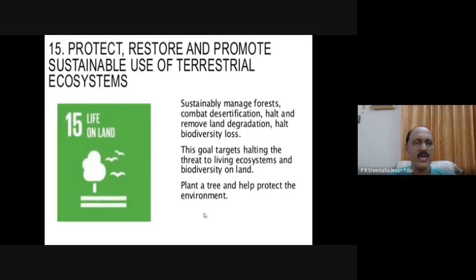Protect, restore and promote sustainable use of terrestrial ecosystems. We have got a lot of terrestrial ecosystem with us. I'll quote one example. Some 10 or 15 years back, once I was at Kannur to visit some places there. Actually, I went to deliver a session at the Kannur Government College, but some of my old students took me to some nearby places, and I went to the backwaters also.